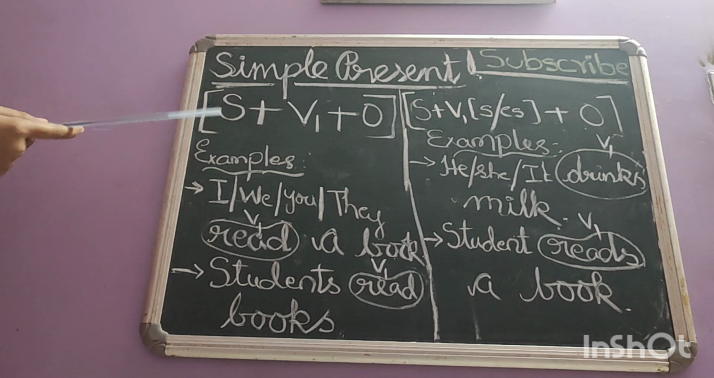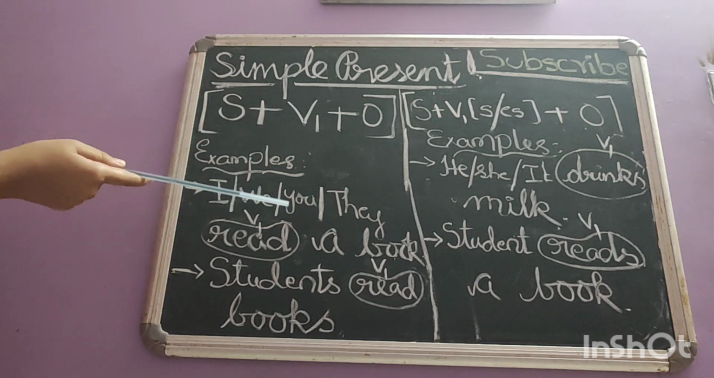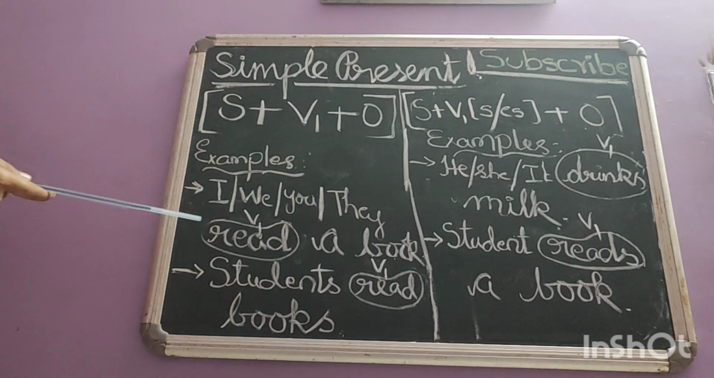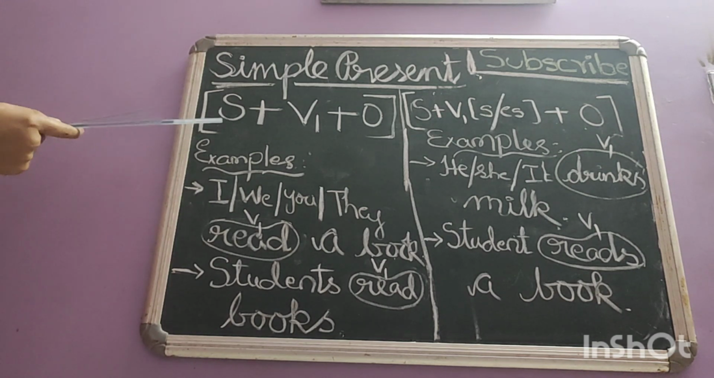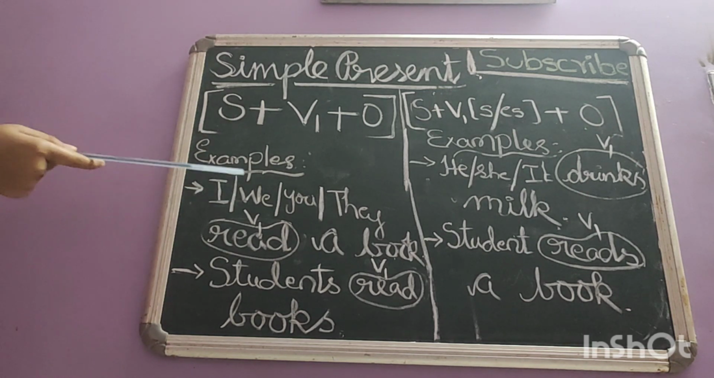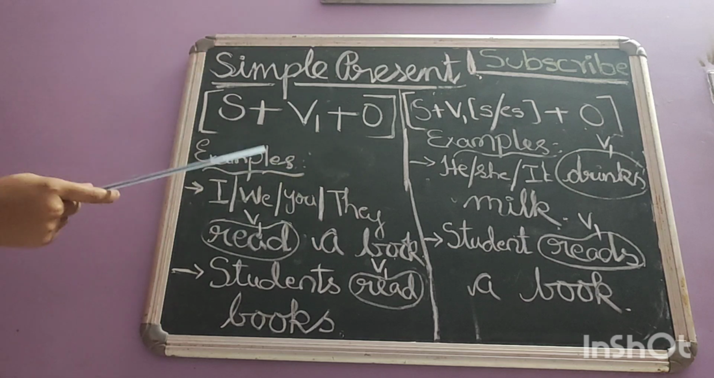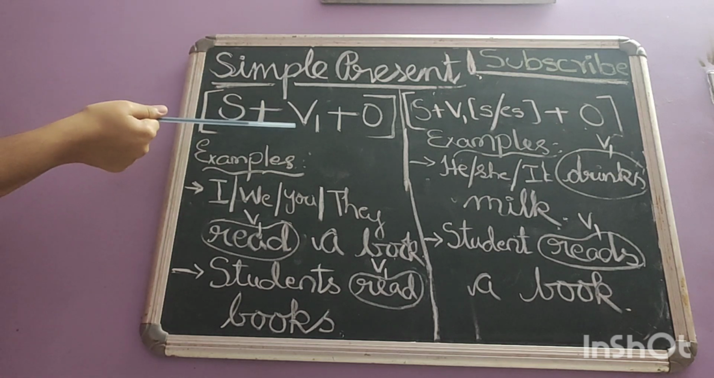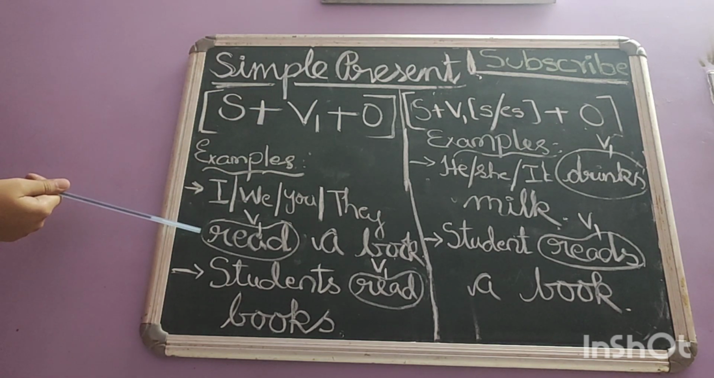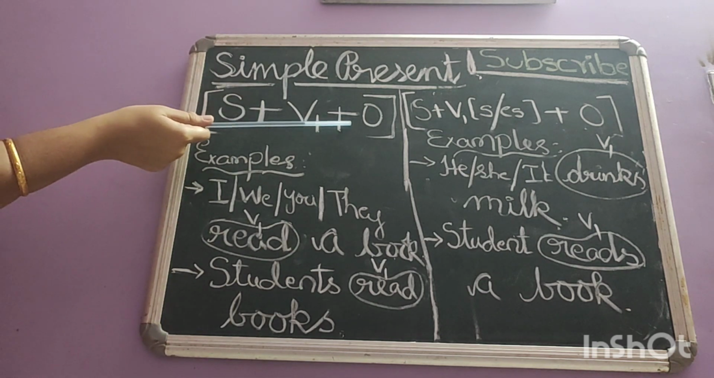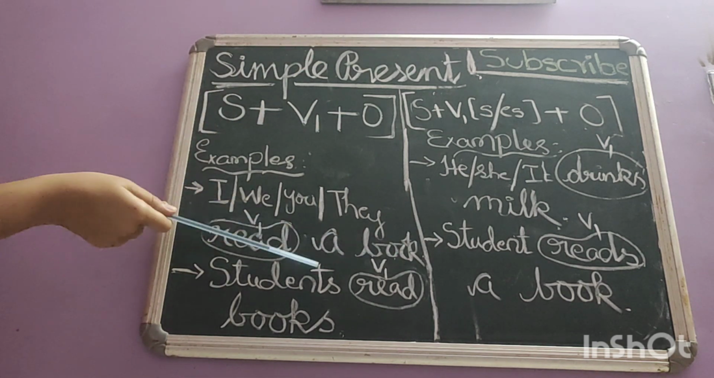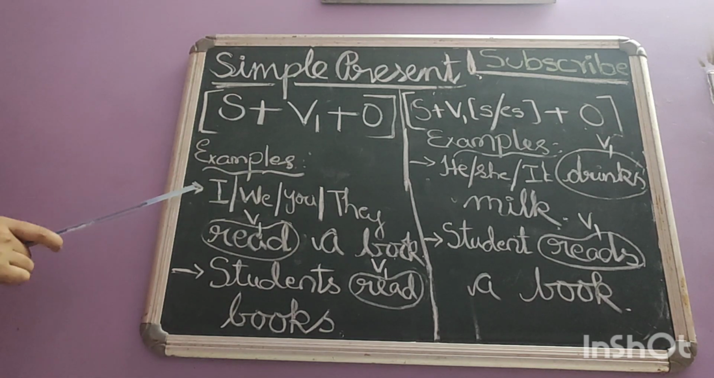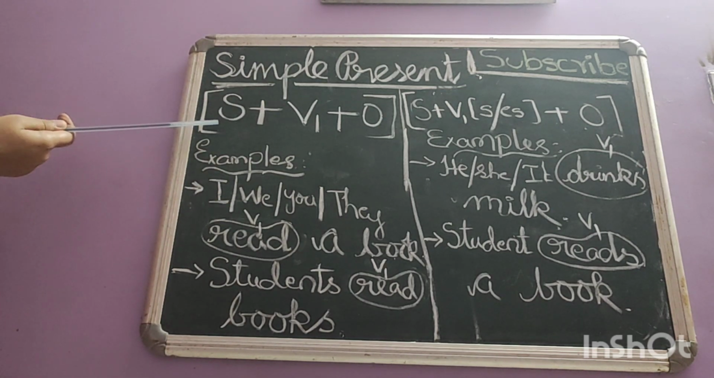The first one is: I, we, you, they read a book. You can see this example. Is this example written according to the structure? Now, let's see. What is the subject here? We can write any subject: I, we, you, they. And which form do we have to use here? V1. V1 we have to use, right? So, read is a V1 only. That is correct. And the final one is object. What is the object here? A book. This is the object. So, this one is written according to the structure only.